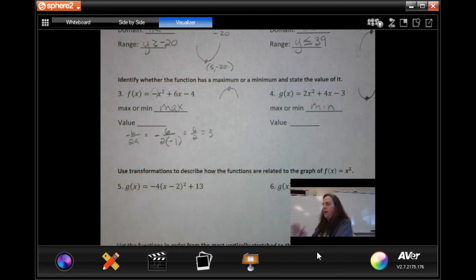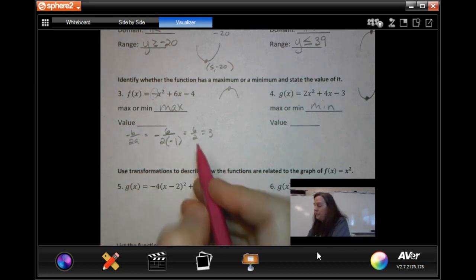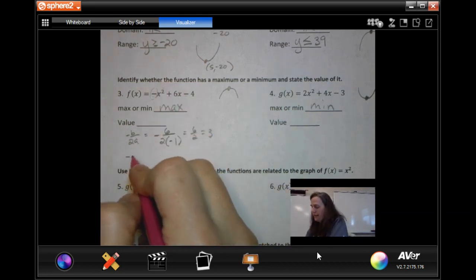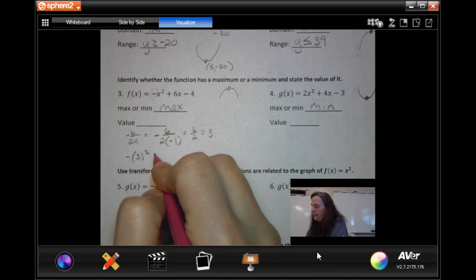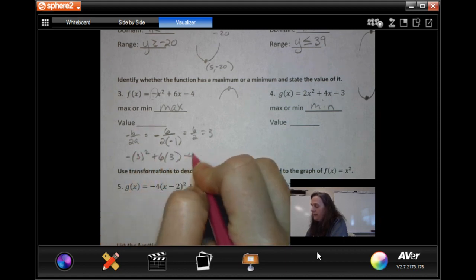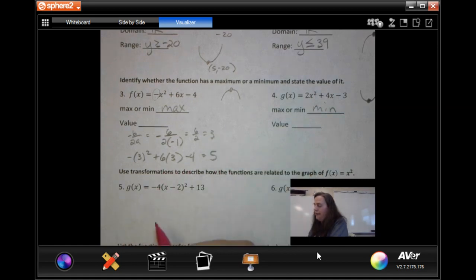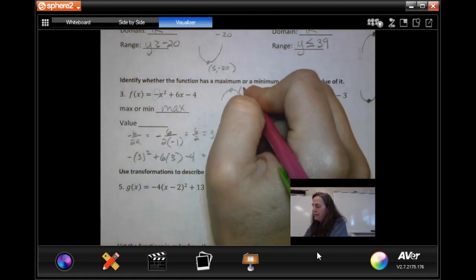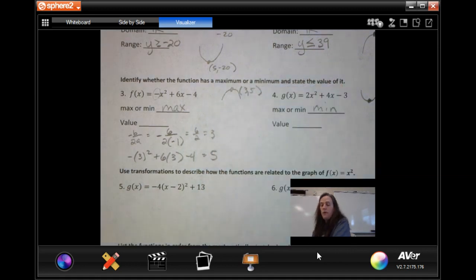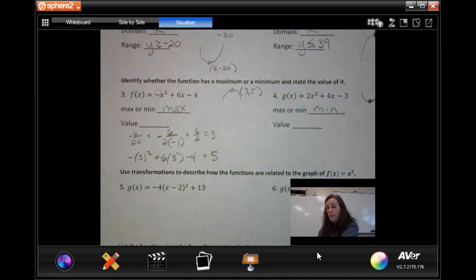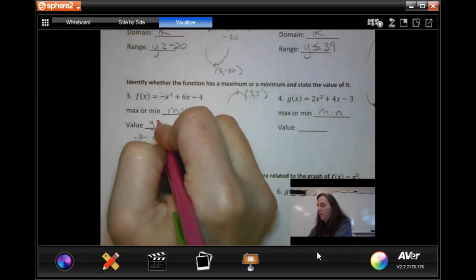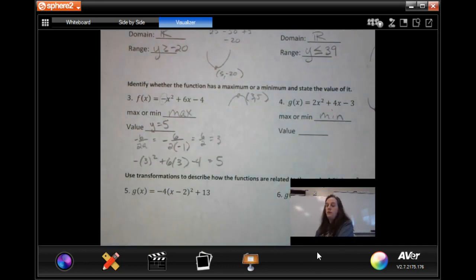To get the actual point on that axis of symmetry, though, we've got to plug it back in. So negative 3 squared, 6 times 3 minus 4. That is negative 9 plus 18, so positive 9, minus 4 is 5. So this point is at 3, 5. But when we say what's the value of the maximum, we just talk about the y part. It's at y equals 5. Okay? Let's do another one.